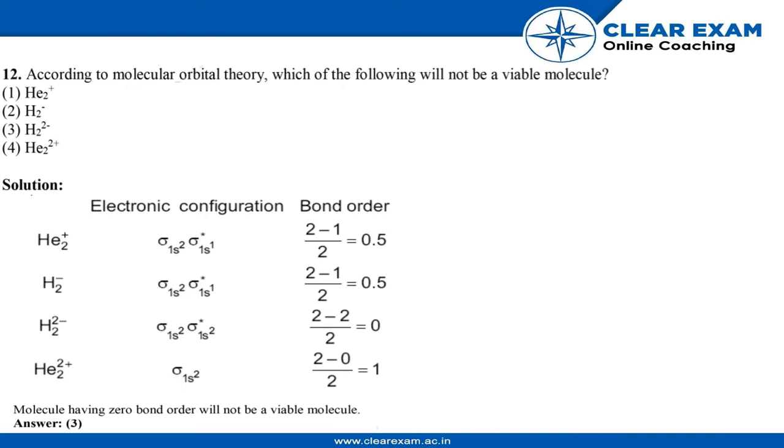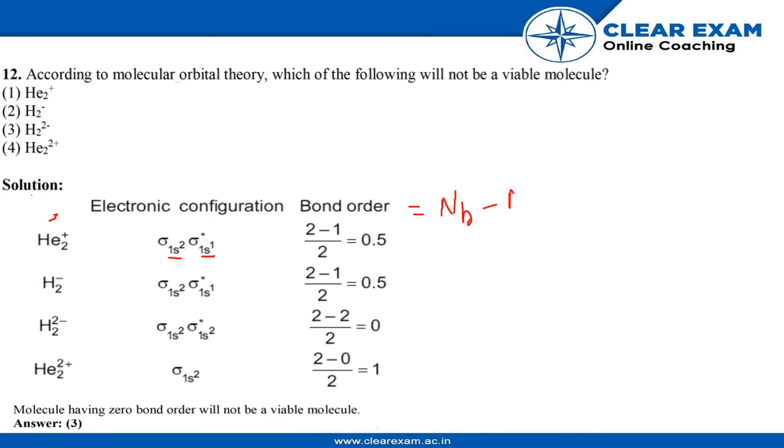Now for helium, He2 plus. Helium is 2, so it is plus, so it would be 3 electrons. In sigma 1s we can put 2, and in sigma star 1s it is 1.